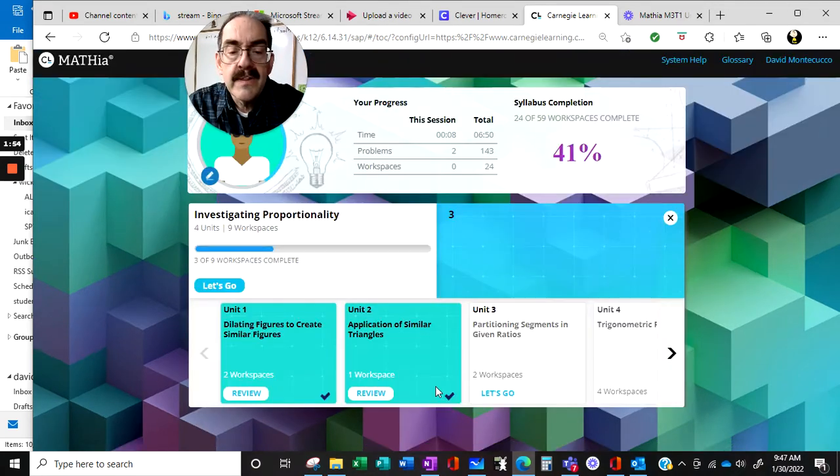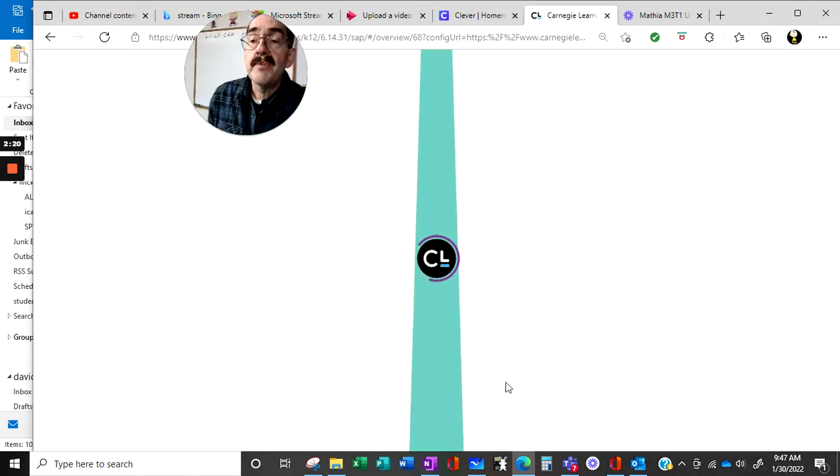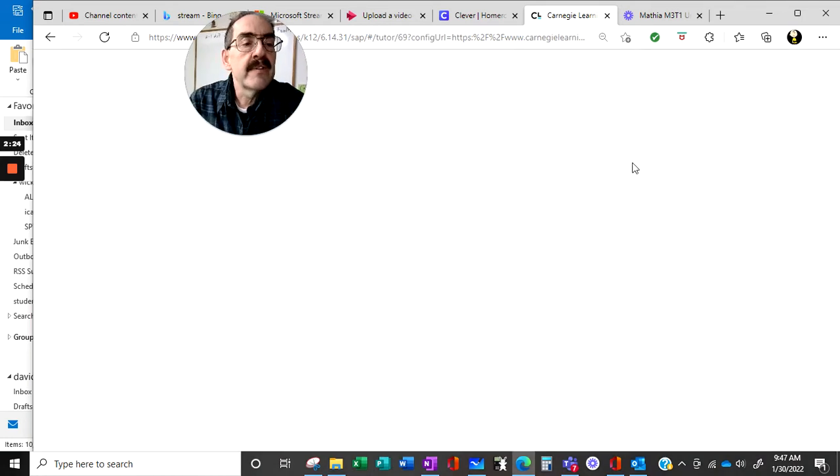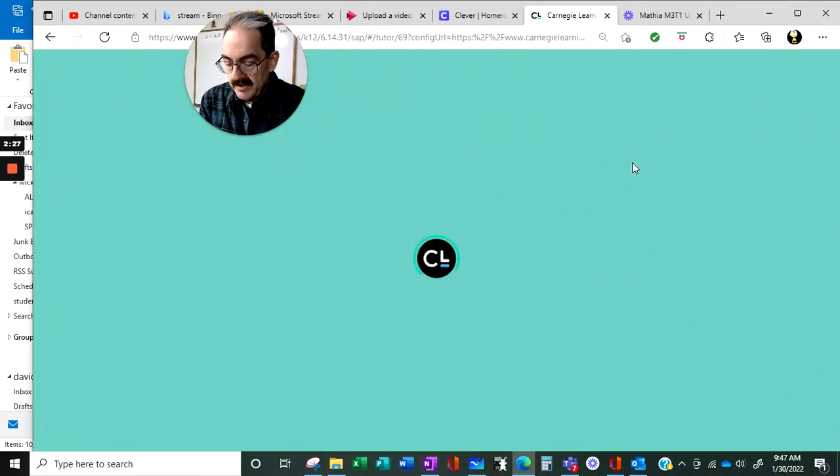Cool, so I think partitioning segments and giving ratios. Since we've only done a minute here, we'll just continue on that, okay? And that was 11 minutes. And then we're going to do partitioning. We have 2 workspaces here. So let's see what we got here. Partitioning given segments and ratios.